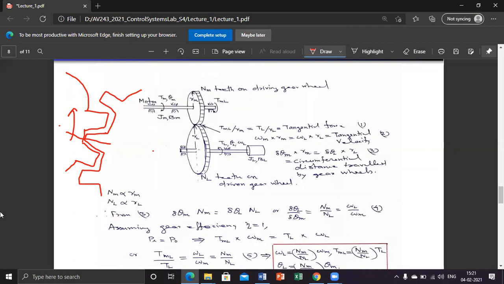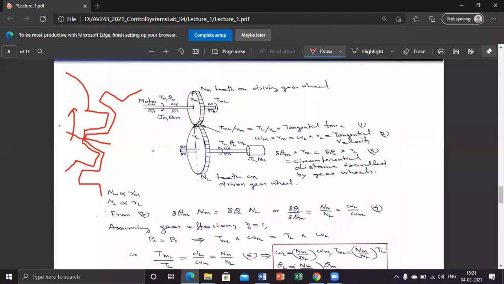So there is an angular deflection of the driving wheel for which there is no motion for the driven wheel. That is known as backlash nonlinearity. Clear? Now let us see what the equations are here. These equations are very simple.